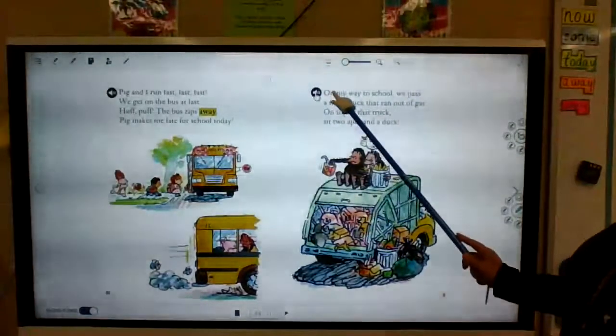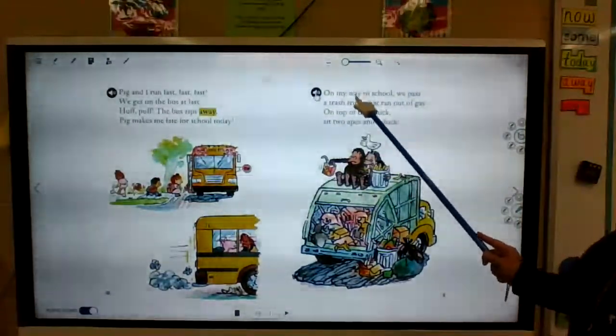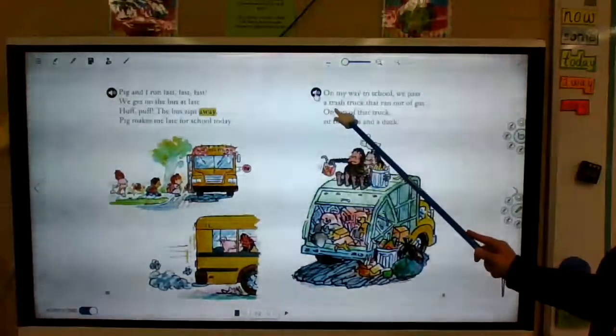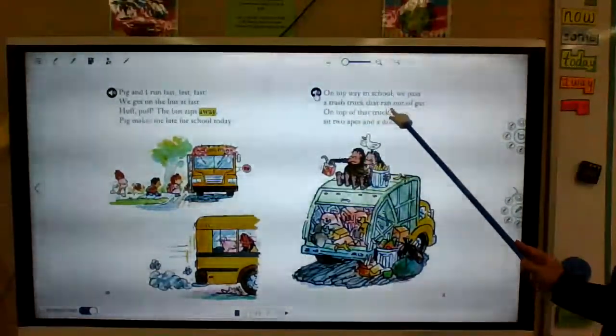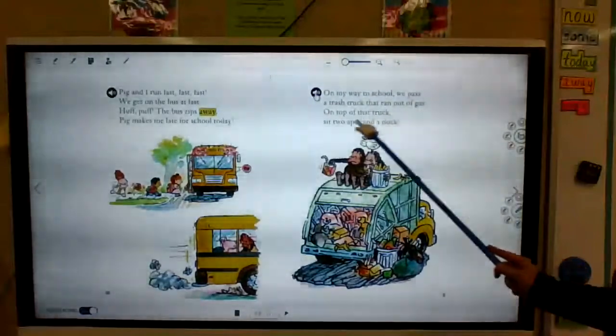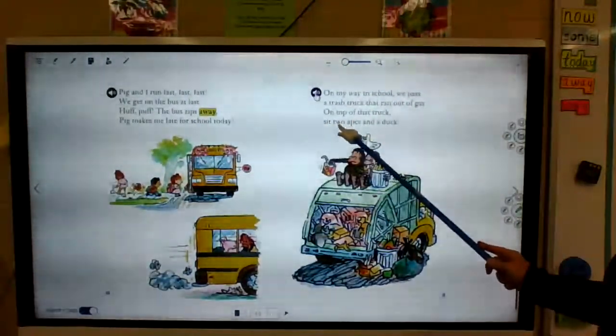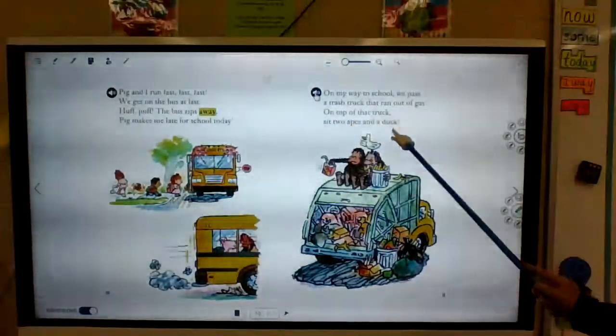Okay, let's read it. On my way to school, we pass a trash truck that ran out of gas. On top of that truck sit 2 apes and a duck.